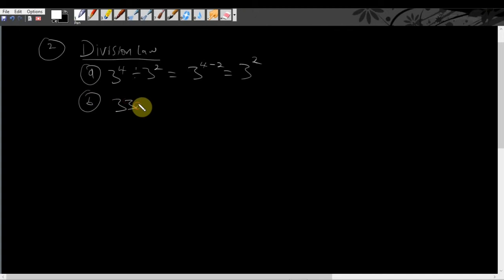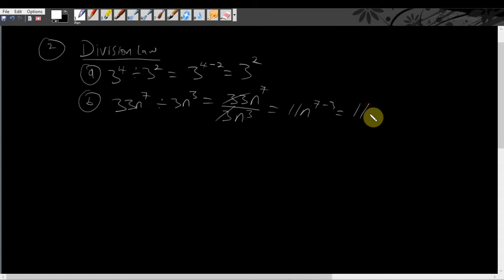Okay, let's solve another one. 3n to the power 7 divided by 3n to the power 3. Okay, what is this going to give us? You can rewrite it this way. You know that 3 can cancel 3 to give 1. Then these are of the same base. Pick one base, then subtract their powers, 7 minus 3. This gives us 1n, then 7 minus 3 gives 4. This one is in standard form.